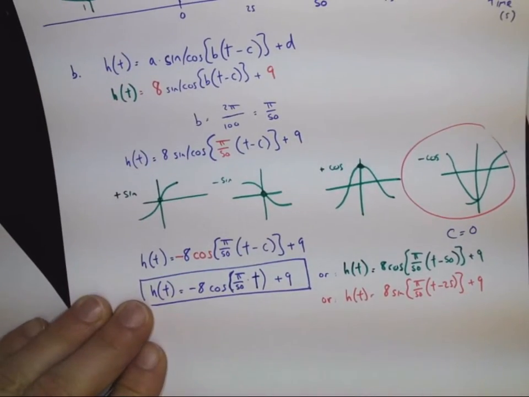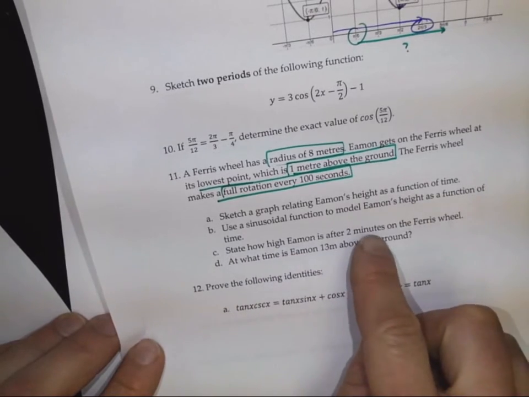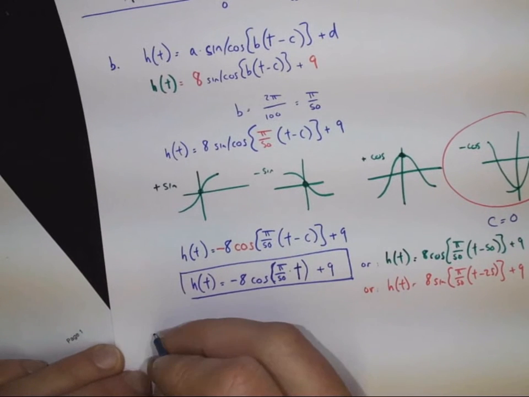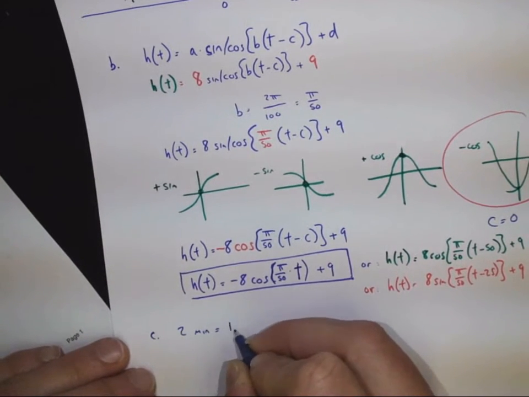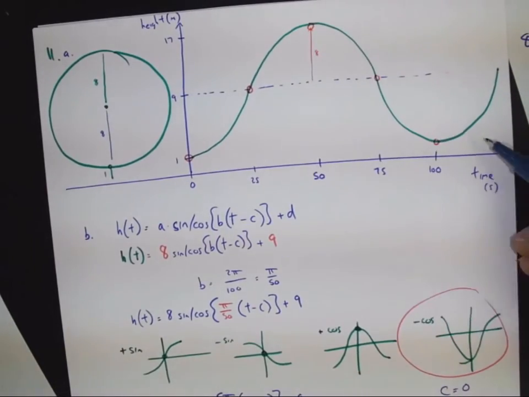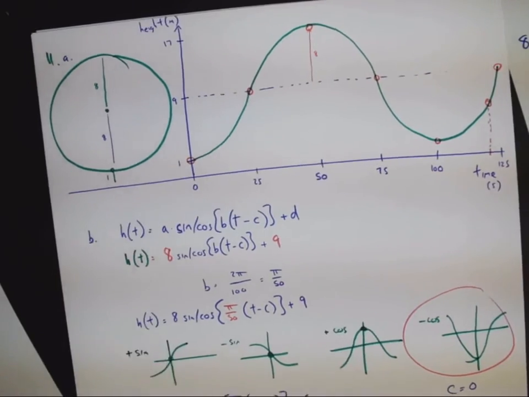All right, what does question C ask? Question C asks, how high is Eamon after 2 minutes on the Ferris wheel? Okay, so first thing we have to do is say, 2 minutes, well, that equals 120 seconds. So that means he's going to have gone all the way around and then some. So 125 is out here, that's his next peak. So at 120, he's probably somewhere like here, right? So that's probably what we're looking at.